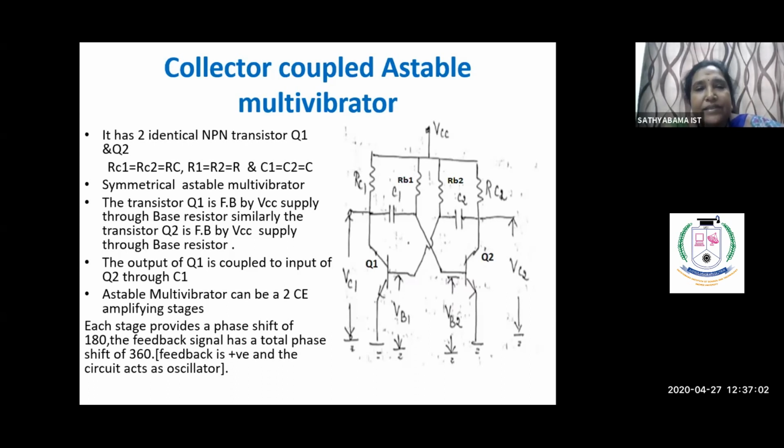When the coupling is given in the emitter side, it is called an emitter coupled astable multivibrator. Here we'll take the example of this collector coupled astable multivibrator. The same operation we already discussed in the astable multivibrator. Again, look at this diagram.